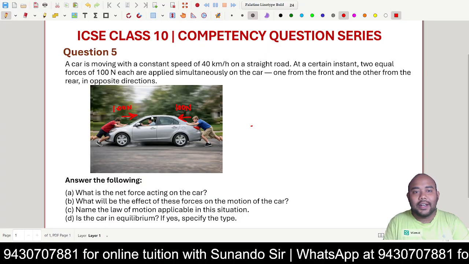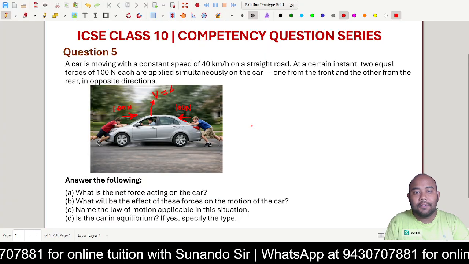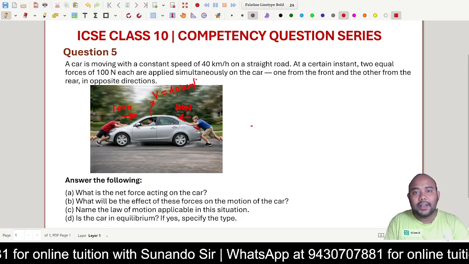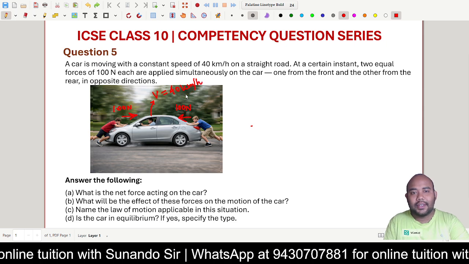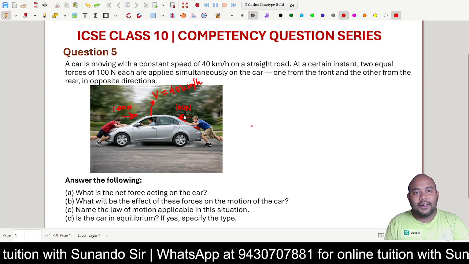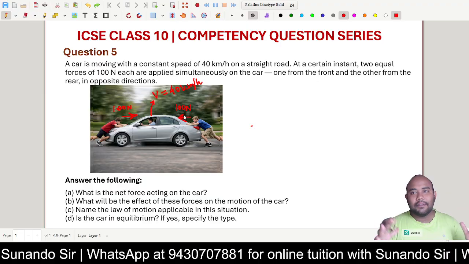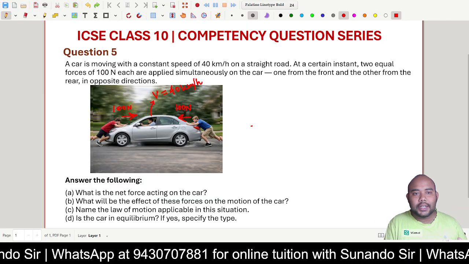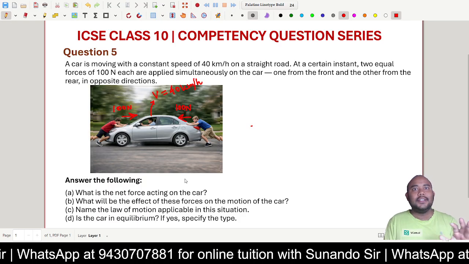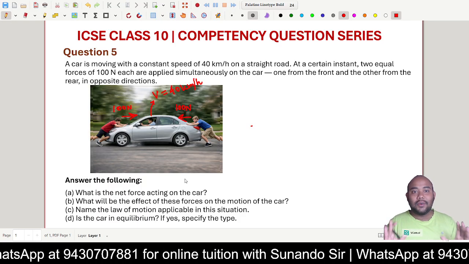The car is already moving with a speed of 40 km per hour on a straight road. Now, at a point of time, two boys come and start pushing the car, one from the front, another from the rear, and in opposite directions. You can see in the figure. This is the situation. This is important to understand what is happening.